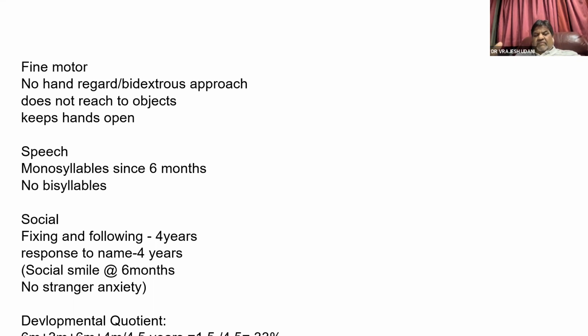So what are the social milestones you asked? You said fixing and following. Fixing and following, what? So if an object is shown, she's trying to fix on the object. That's vision, right? So social milestone is interaction.